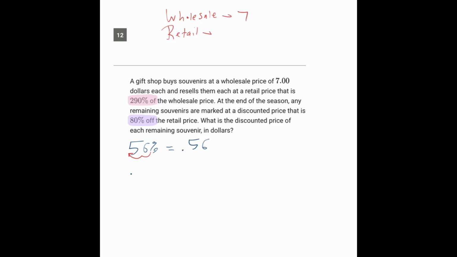So now for 290%, on the other hand, that would be 2.90, because we would similarly take the decimal and move it over 2 spaces. So the retail is 290% of, or 2.9 times, the wholesale price, which is 7. And 2.9 times 7 is 20.3.